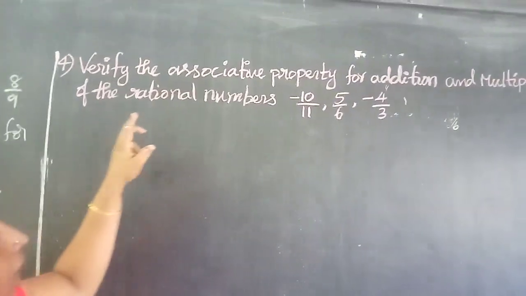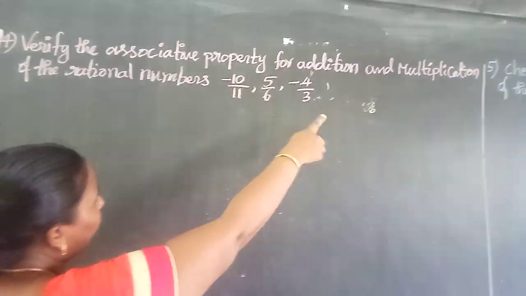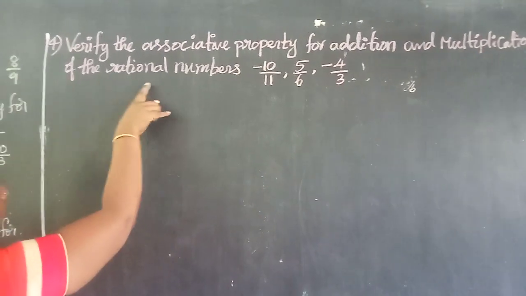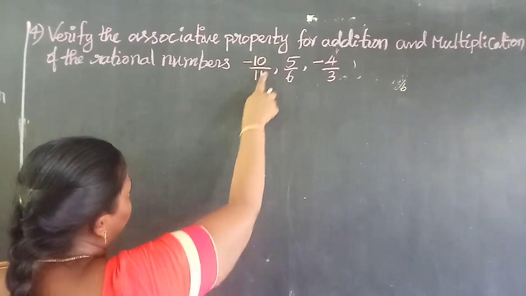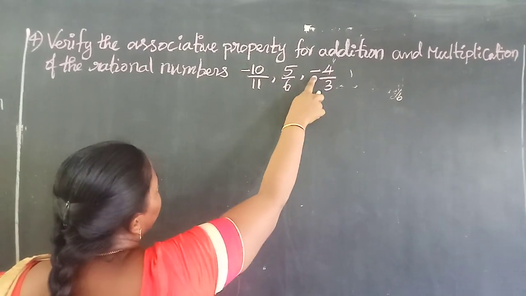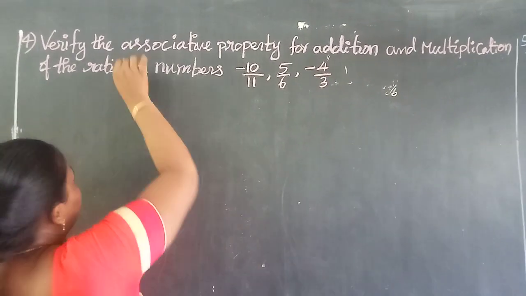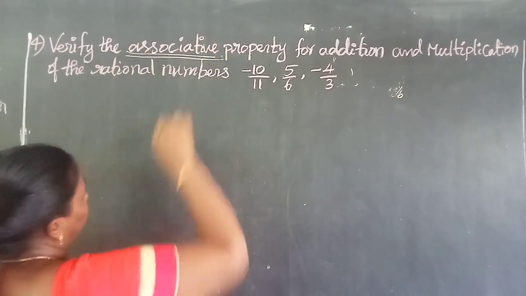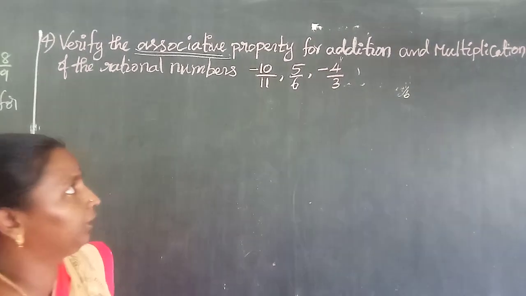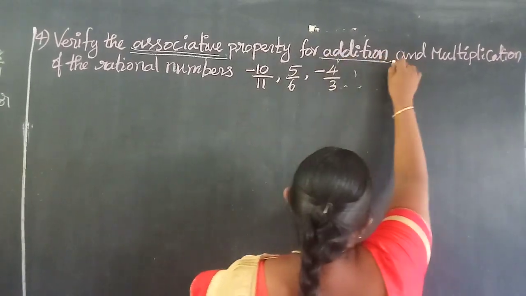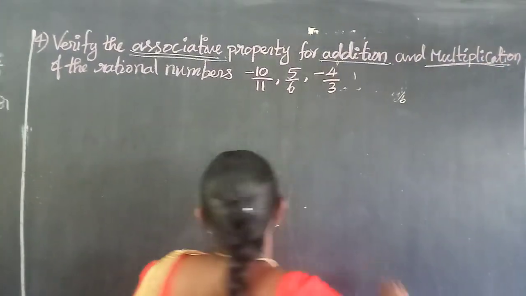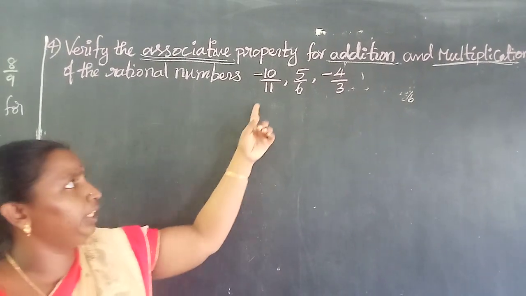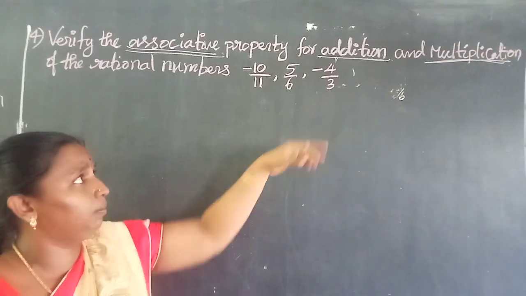Verify the associative property for addition and multiplication for the rational numbers minus 10 by 11, 5 by 6, minus 4 by 3. See here what they ask, what property they have given? Associative property. For addition as well as for multiplication we are going to verify now. Here they have given three rational numbers.